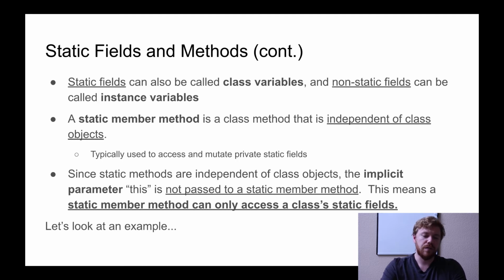Yeah, and so static member methods typically are used to access and mutate private static fields. We'll look at that in a second in an example. That'll make a little more sense. Since static methods are independent of class objects, the implicit parameter this, which remember it refers to an object's self, is not passed to a static member method. This means a static member method can only access a class's static fields. So we'll go ahead and look at an example.